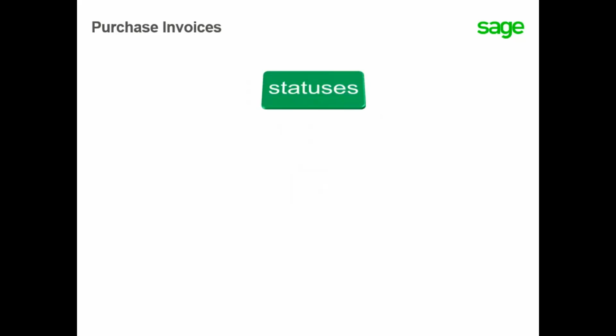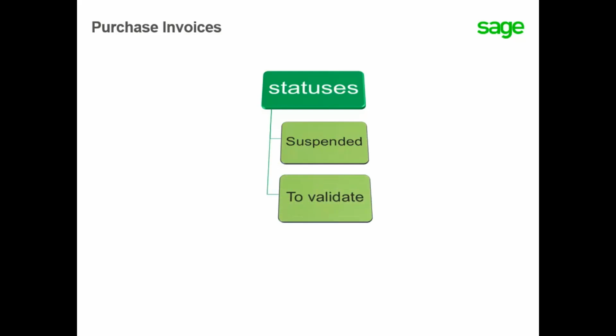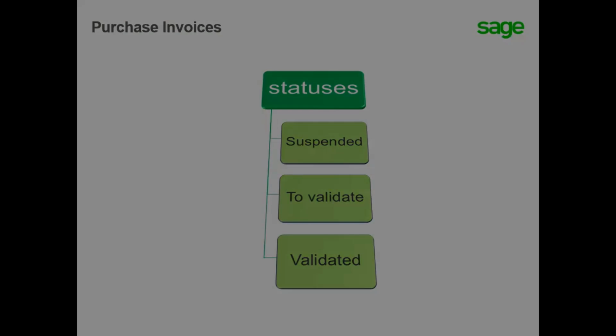When entering a purchase credit memo, you can have the following statuses. Suspended, which means the credit memo is not complete and cannot be confirmed. To validate, where all values between the supplier document are checked, which means the credit memo can be posted. And finally, validated. The credit memo can no longer be modified and is already posted and in the general ledger.